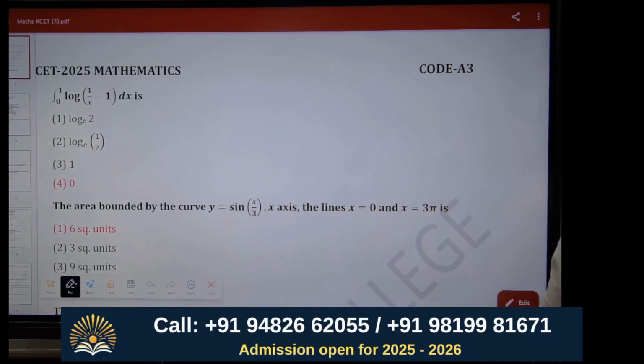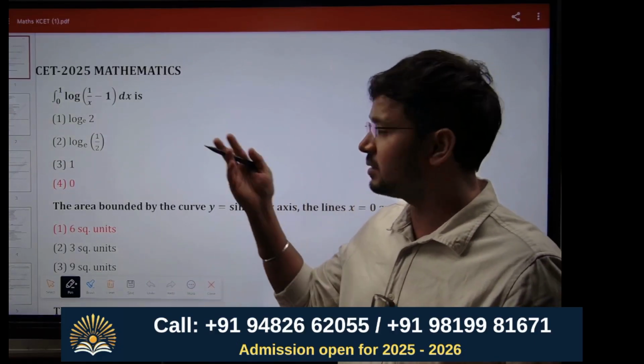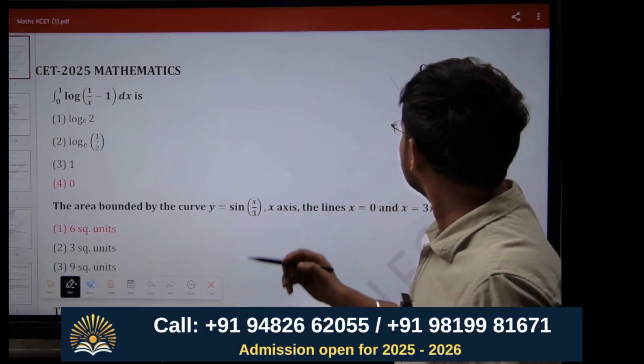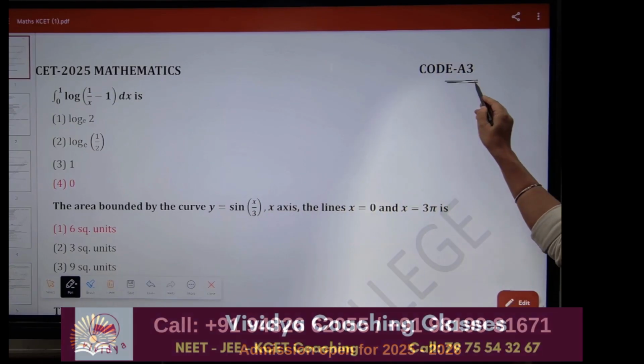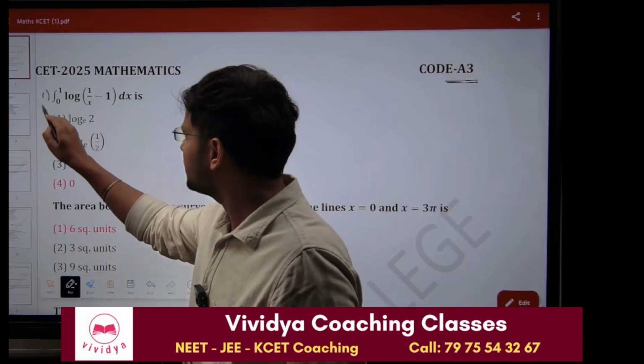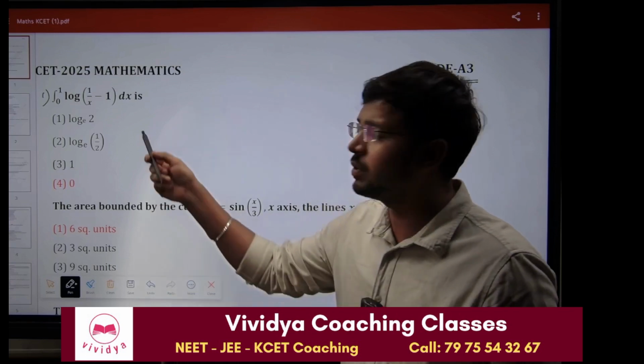Hello everyone. Let's see this KCET this year question paper, maths paper discussion. So this is A3 paper. So let's discuss all the questions. First question we have been given this. We have to solve the value of log.